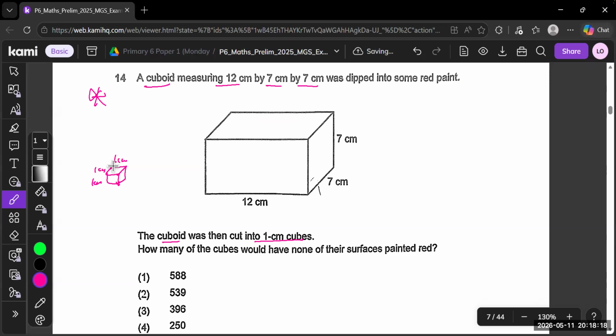It means every side of a cube is 1 cm. What's the volume? 1 times 1 times 1. The volume is 1 cm cube. Okay, that's the volume. How many cubes have none of their faces painted red?